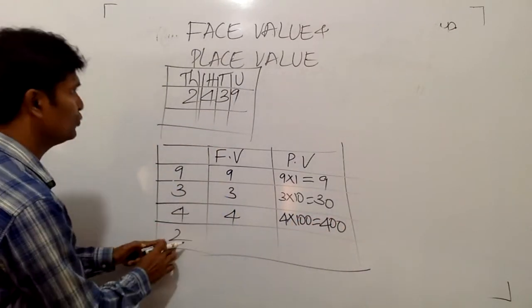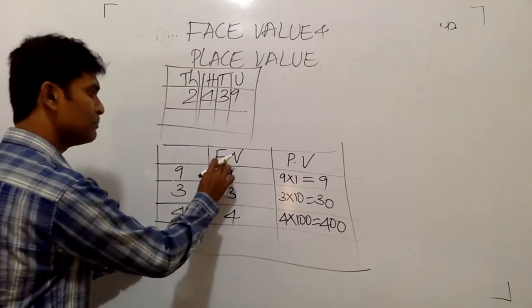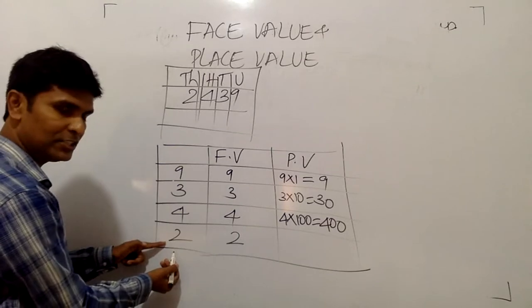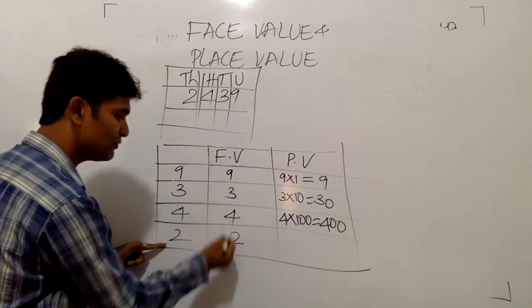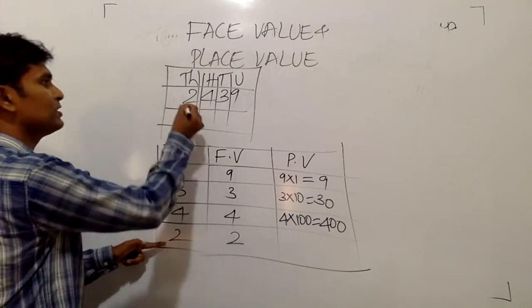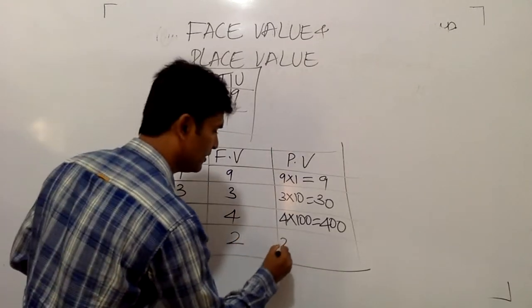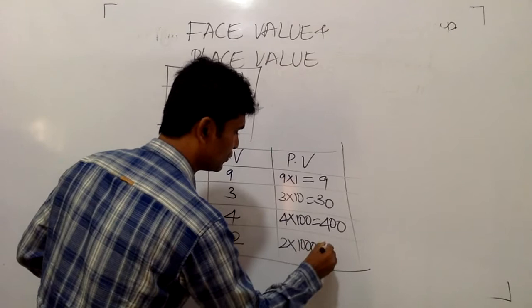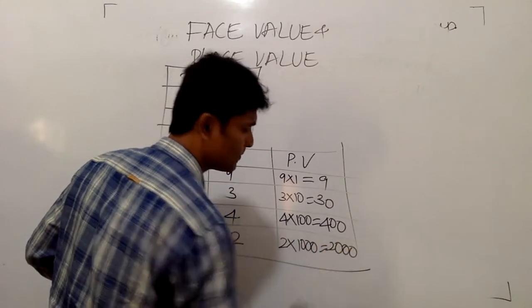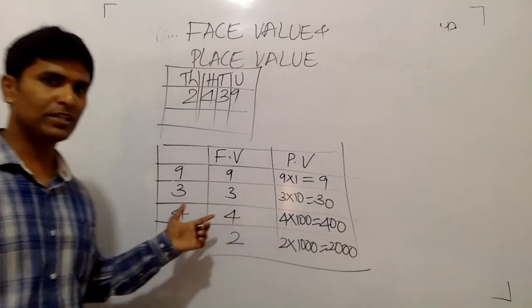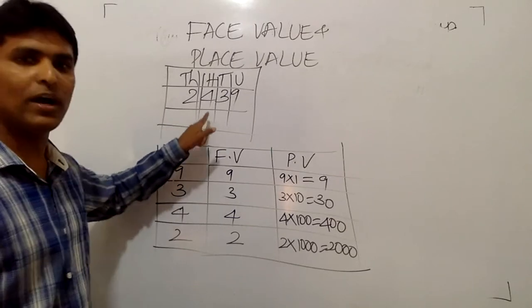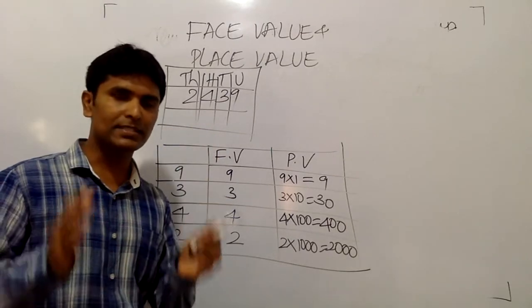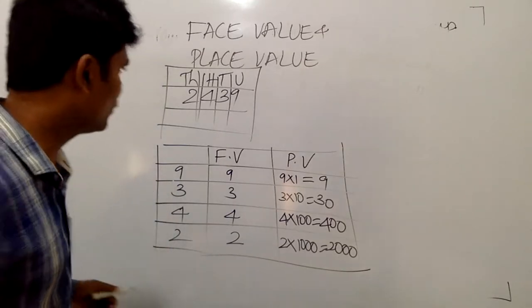Then 2 is in the thousands place. But the face value is 2 only, because the value of the digit is 2. But 2 is in the thousands place, that's why 2 into 1000 is equal to 2000. See, in this way we can understand the face value and place value. Now you may ask, if there is a decimal number, how can we know about that?